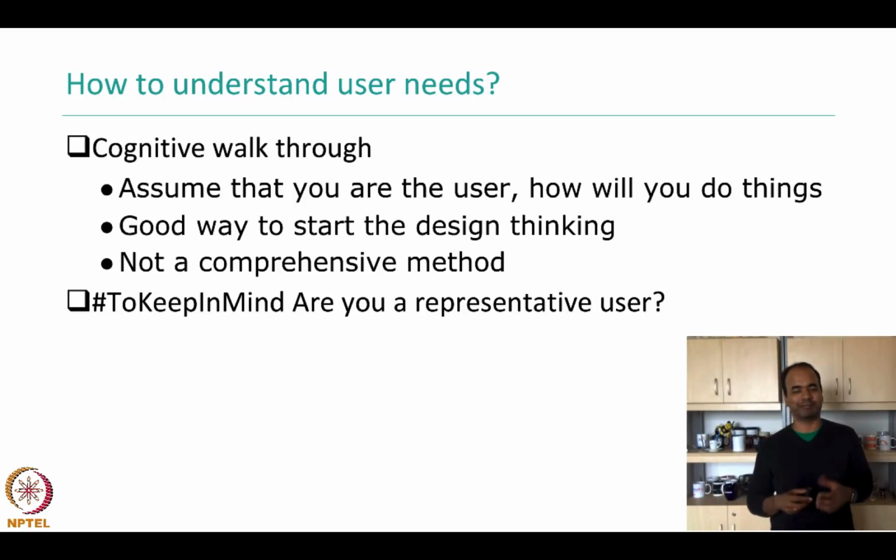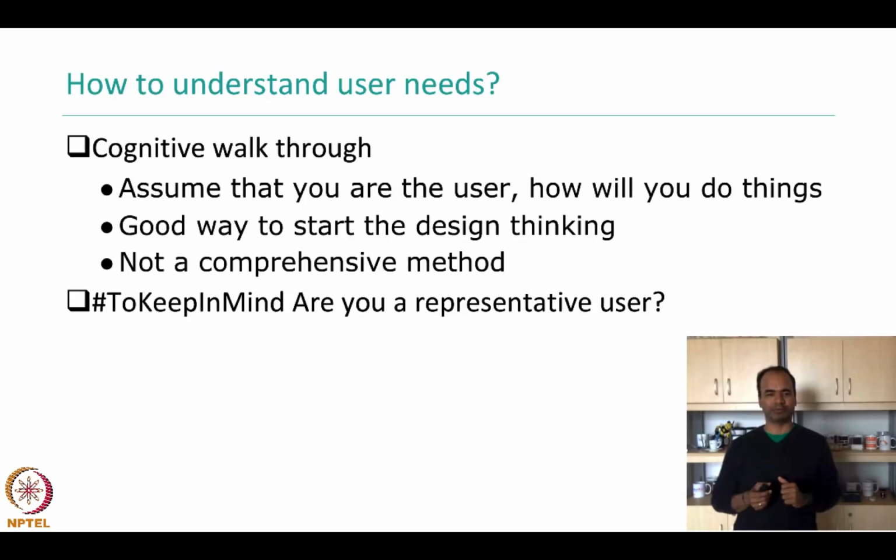Let's take, if I want to build an app for a cab service like Uber, as a user, if I want to do that, I actually don't use Uber much. So therefore, it may not be representative of the user body that I'm going to study or for whom I'm building, if I were to play the role of a user. Right? So that's why it's a hashtag to keep in mind: are you a real representative user? So that's the basics about how to understand users.